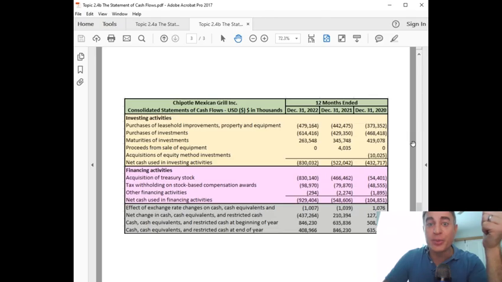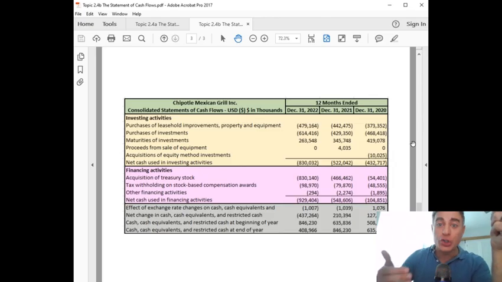And they have fewer things here, which might make it a little bit more accessible. What are the longer-term investments that Chipotle made? Let's go through all of these. Purchase of leasehold improvements, property, and equipment. Well, what are they doing? They're both purchasing property and equipment, and they're spending cash to make longer-term leasehold improvements. An example, putting in flooring at a store, putting in light fixtures at a store.